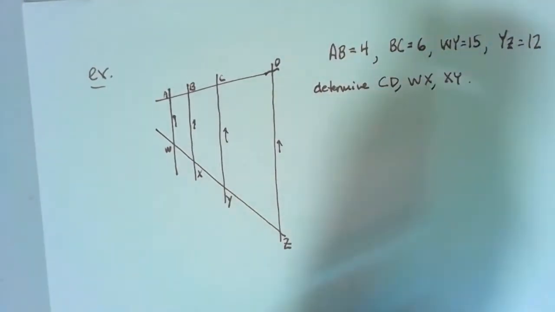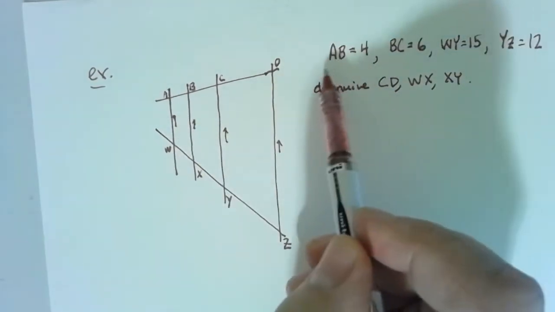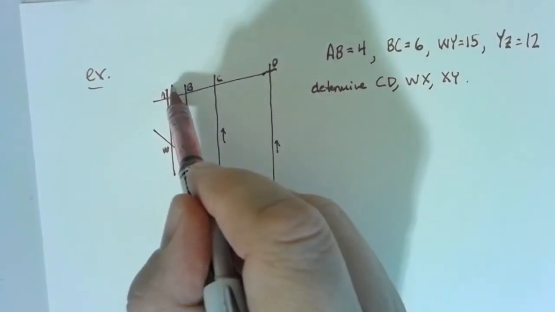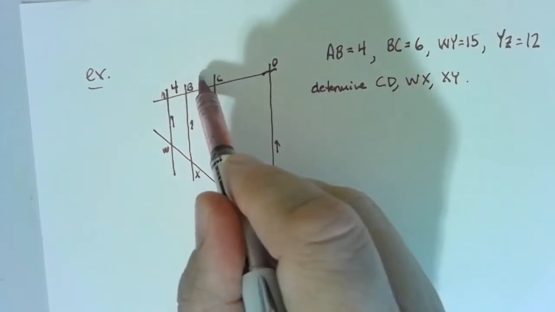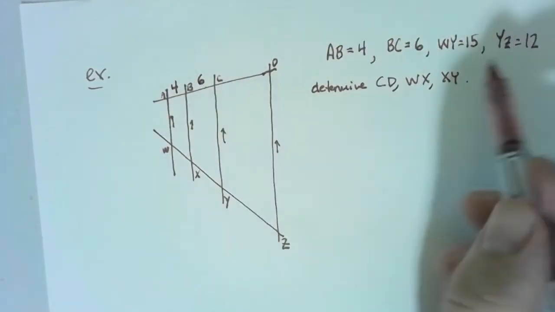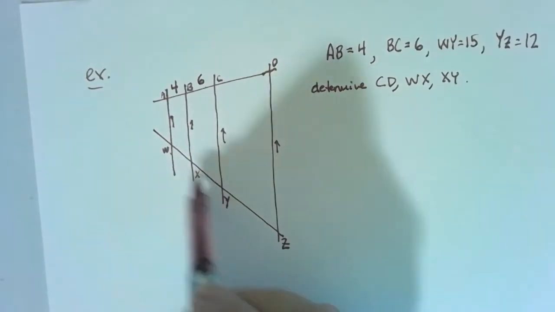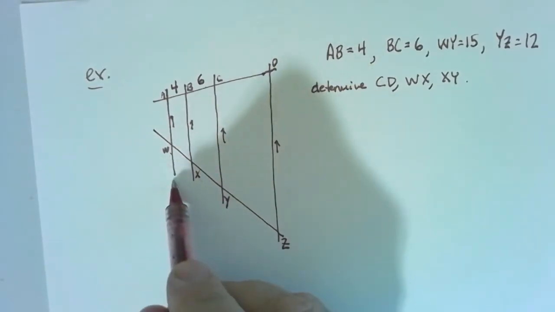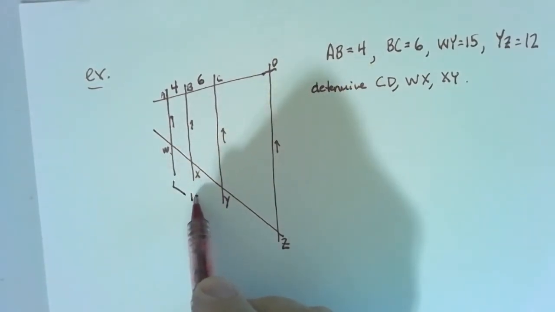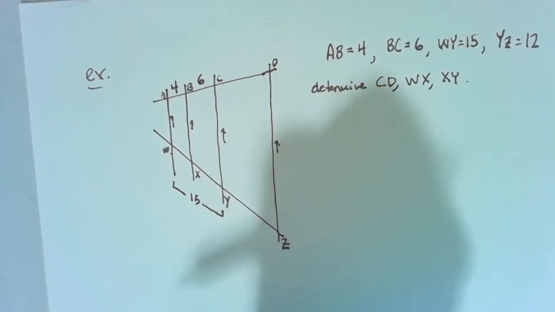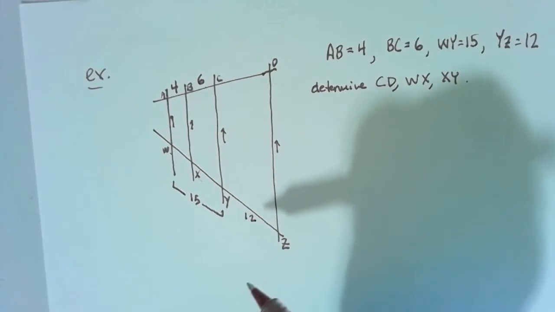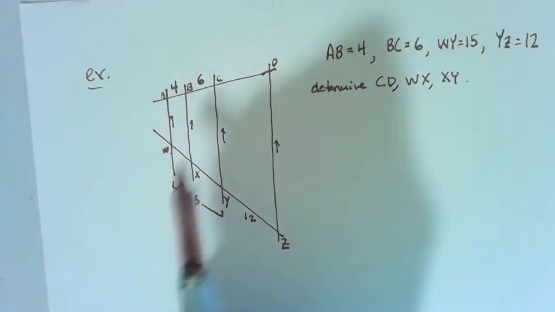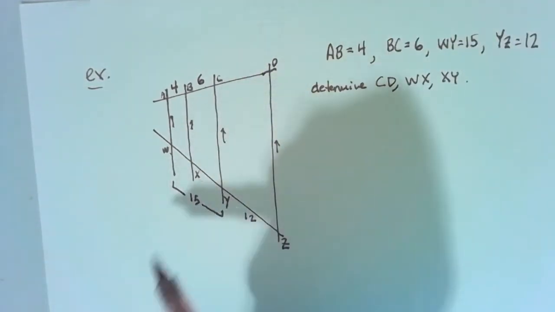I give you some measurements. Let's put those in the diagram. AB is 4, so A to B is 4, that distance right there. B to C is 6. W to Y is 15. Okay, that's kind of obnoxious. So that's from here to there is 15. And YZ is 12. And we're going to determine CD and WX and XY, all those unknown lengths.